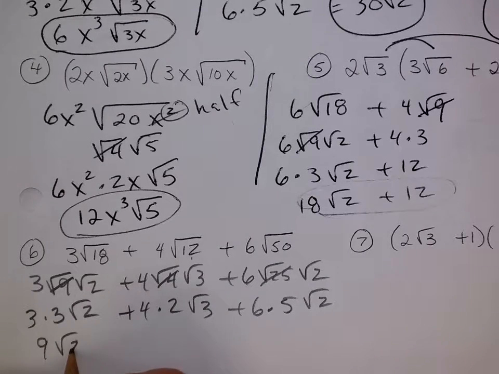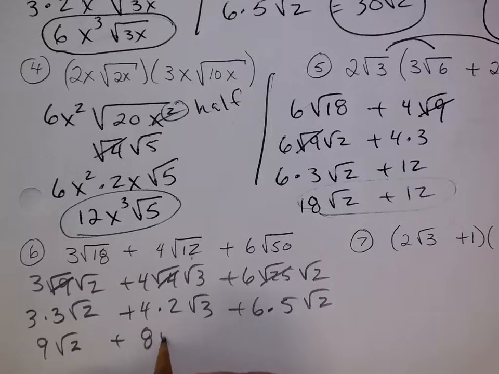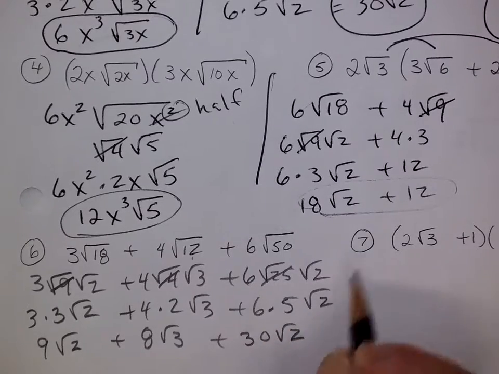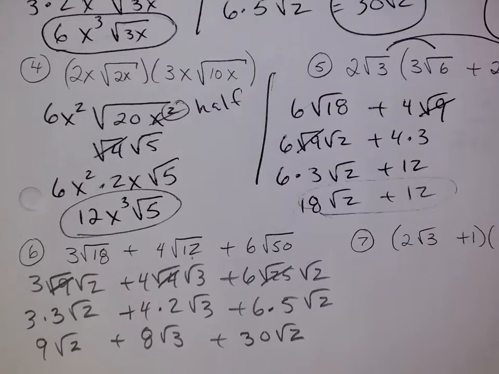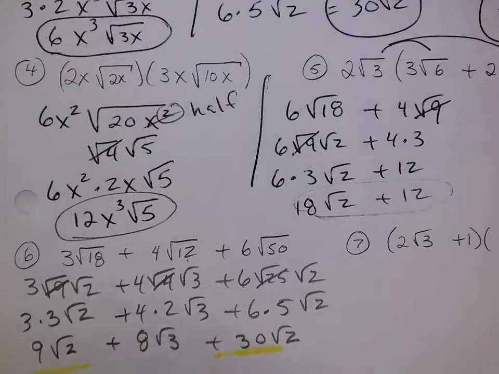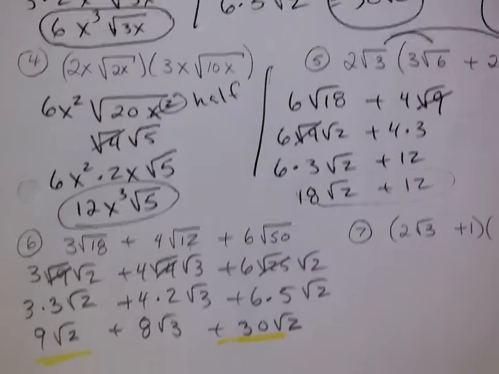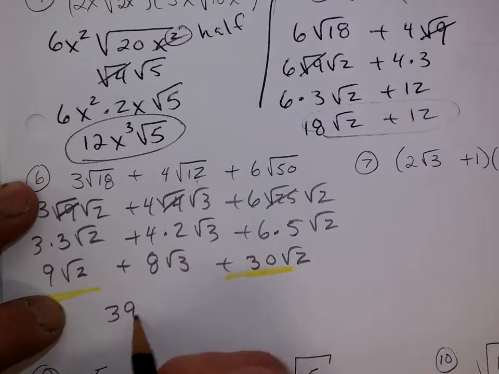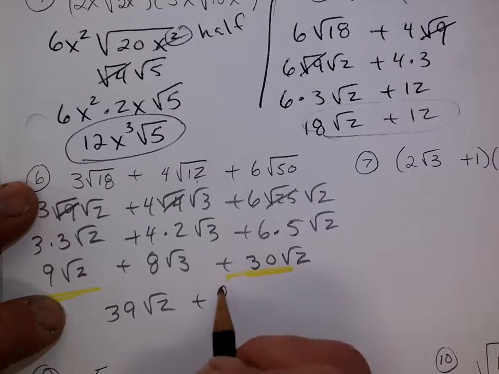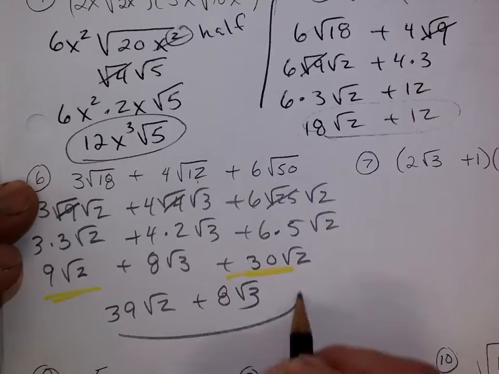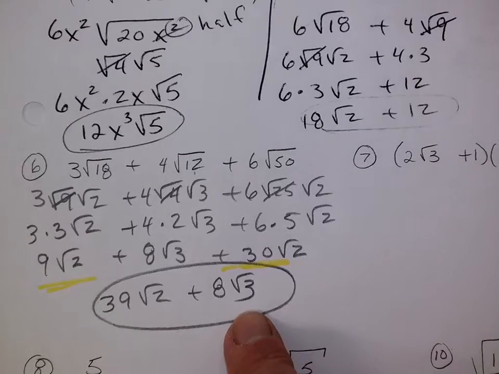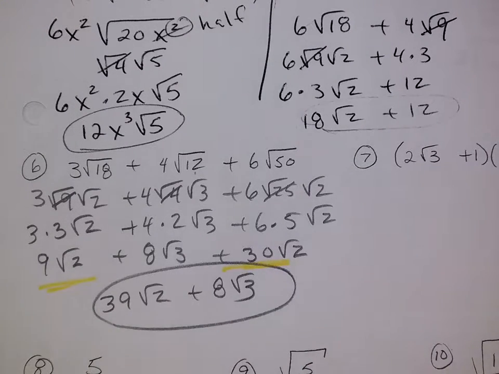Okay, now let's finish it up. 9 square roots of 2 because 3 times 3. Plus 8 square roots of 3 because of 4 times 2. Plus 30 square roots of 2. Now you can only add the ones that are the same. So I'm going to add these 2 only, right? So I'm going to get a 39 square roots of 2 plus 8 square roots of 3. And that's all we can do. Don't add them if they're not the same, because this is so many square roots of 2 and so many square roots of 3. We don't have any square roots of 6's. There are no square roots of 6's at all.